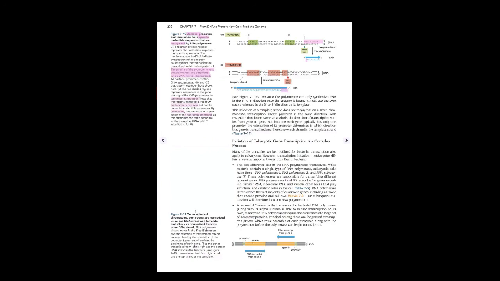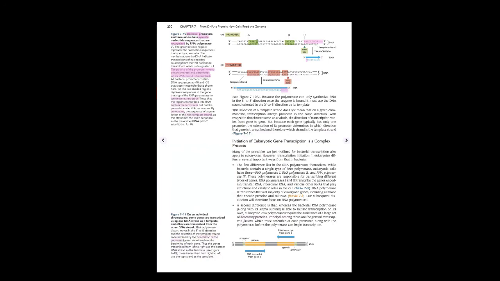So let's read the legend very quickly. So on an individual chromosome, some genes are transcribed using one strand as the template, and other genes are transcribed using the other strand. Yeah. So if you had 50 genes here, some of them would go in the same direction, others would go in the opposite direction. Those are the two choices. RNA polymerase always moves in the forward direction when reading the DNA, and the selection of the template strand is determined by the orientation of the promoter. Aha. So the orientation of the promoter.